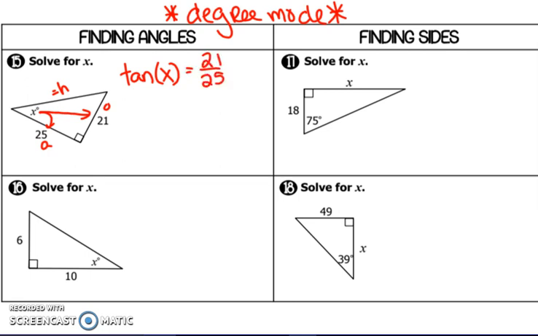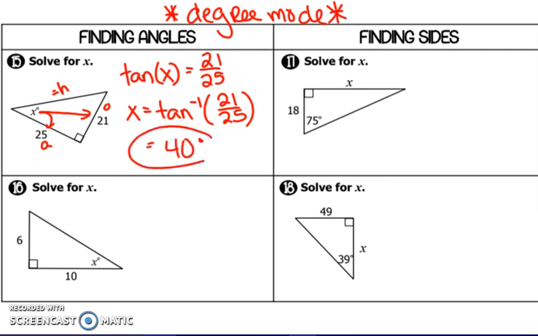From here, we get x by itself, so I'm going to use the inverse tangent, or tangent negative 1, of 21 over 25. And again, on the calculator, if you look at the tangent line, above it in blue says the inverse tangent, or tangent negative 1. Just hit second tangent, and you will get inverse tangent. In this case, my angle is going to be 40 degrees.